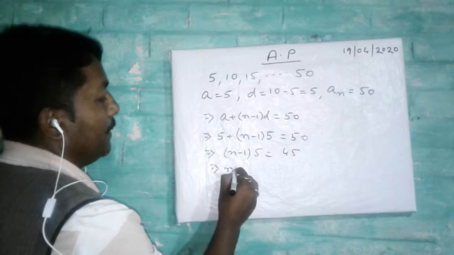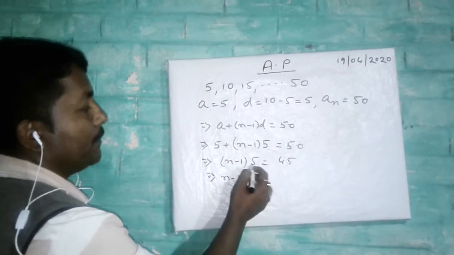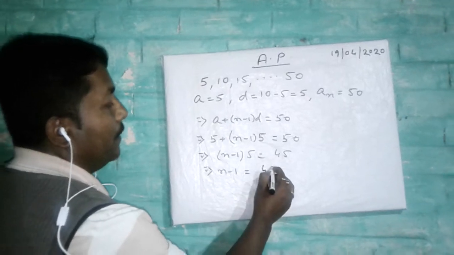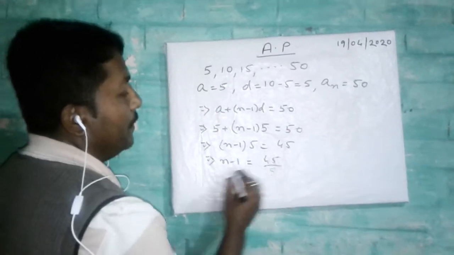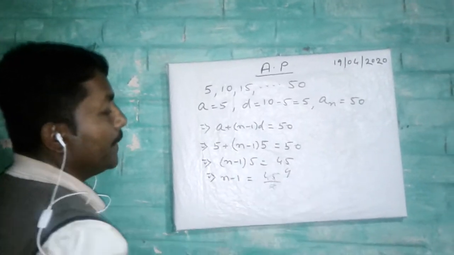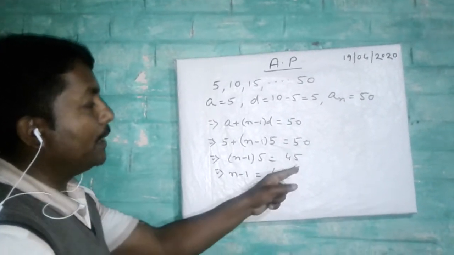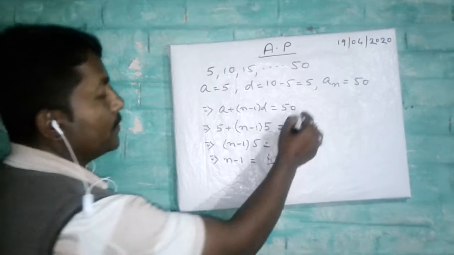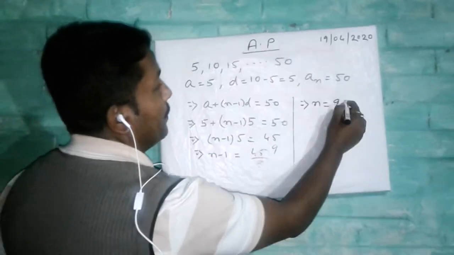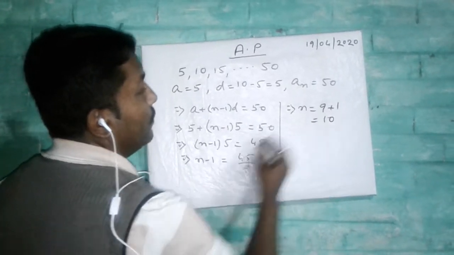Then n minus 1 is equal to, this 5 is in the form of multiplication. If I take it to the right side, we have to divide 45 by 5. So if I divide 45 by 5, it will be 9. So we got n minus 1 equal to 9. So what will be the value of n then? n equals 9 plus 1, that is equal to 10.